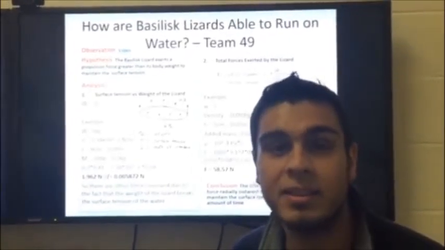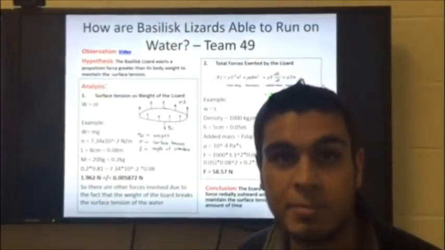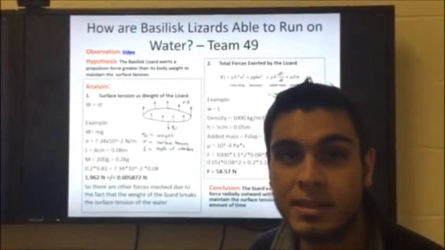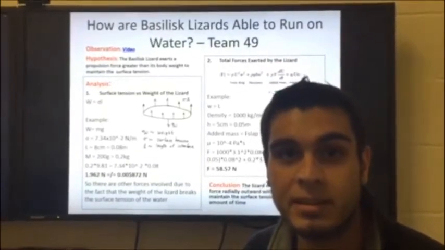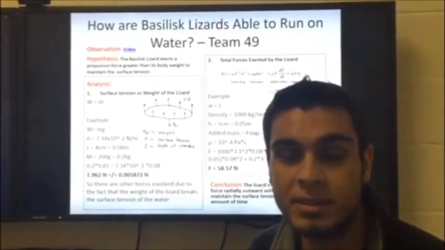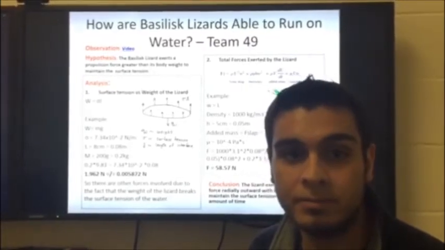The Basilisk lizard has the ability to run across water up to several feet, unlike humans and other animals. Our group will discuss how the lizard can accomplish such an amazing phenomenon. Our hypothesis is that the lizard exerts a propulsion force greater than its body weight to maintain the surface tension of the water. We believe that the lizard's feet generate large impulse forces, allowing it to stay above the water.